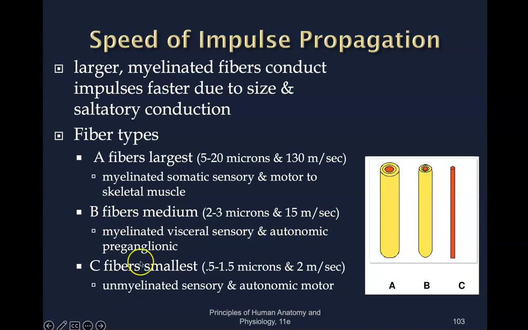Also, some of your autonomic ones, we haven't gotten into much of your autonomic ones, but some of what we call preganglionic neurons that are coming in are going to be B fibers. We'll get into that a little bit later when we get into the autonomic nervous system.